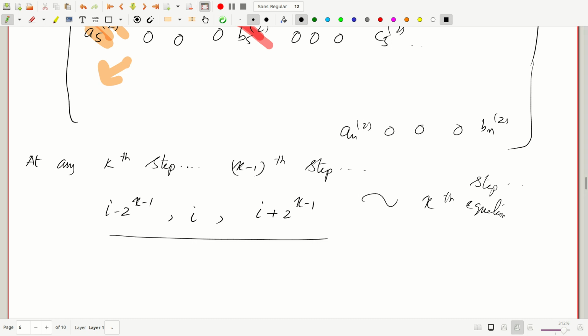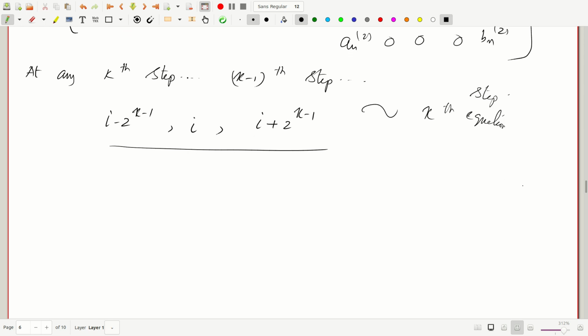Now what are these equations? The i minus 2 to the k minus 1, i, and i plus 2 to the power k minus 1, all these are in the superscript, k minus 1. All these equations are basically these 3 equations that the kth step will work with: a, i minus 2 to the k minus 1.